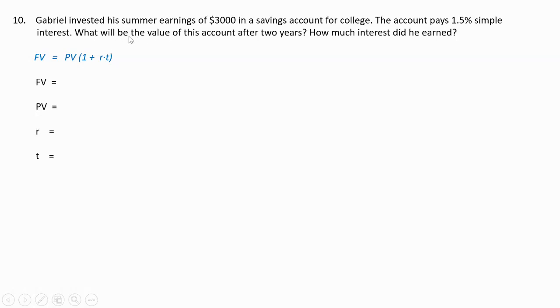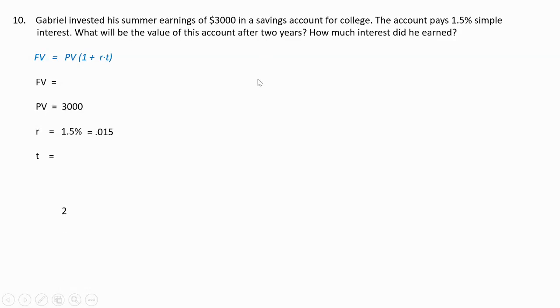Here, guys, what we're looking for is the value of the account after 2 years. After 2 years means we're looking for the future value, right? So the 3,000 has to be your present value, because that's how much he invested at the present time. My R, the interest rate, is very easy to observe. It's the number that has the percent symbol. So it's 1.5%, but you have to convert it to a decimal. You divide 1.5 by 100, or move the decimal place 2 places to the left and drop the symbol. So 1.5% is equivalent to 0.015 in decimal.